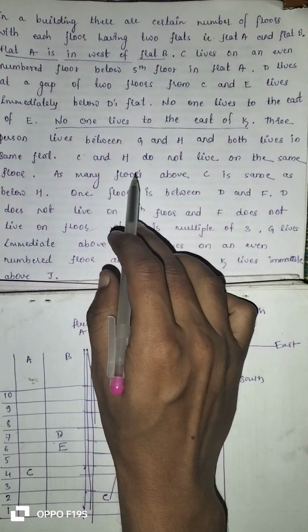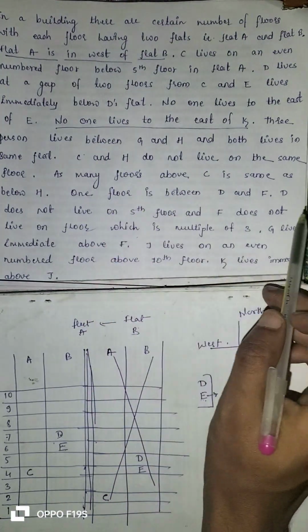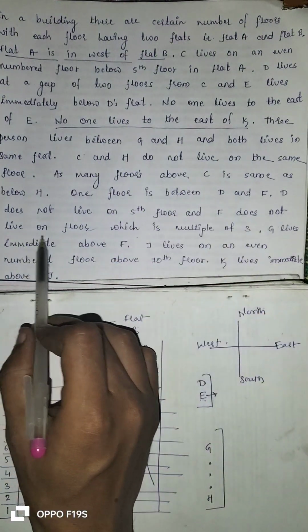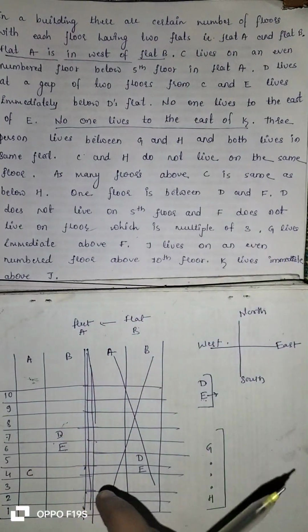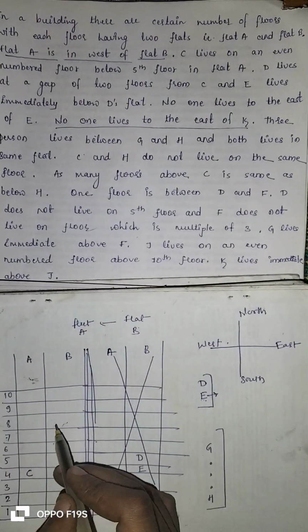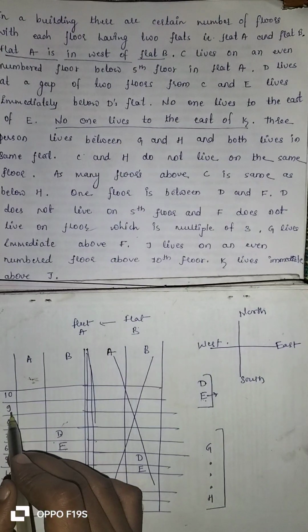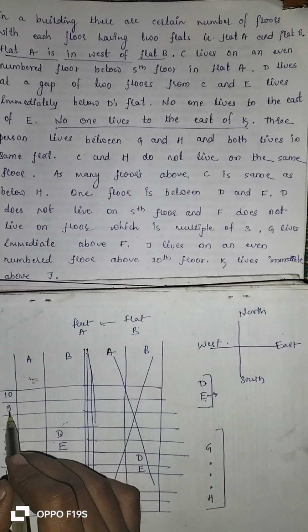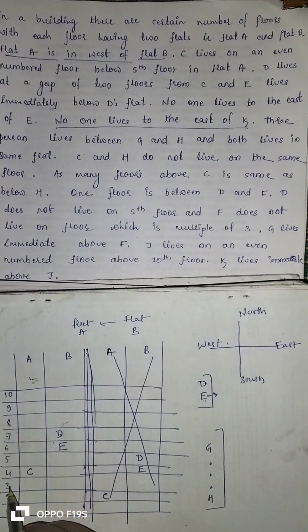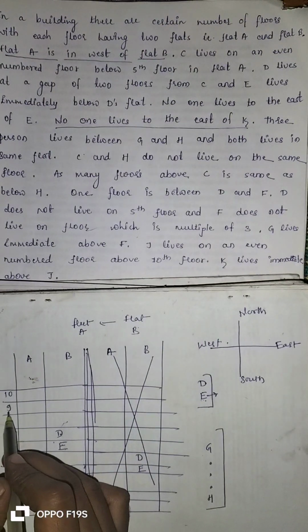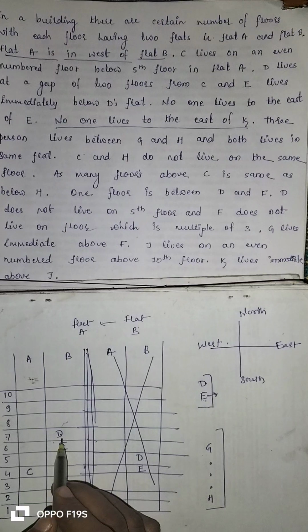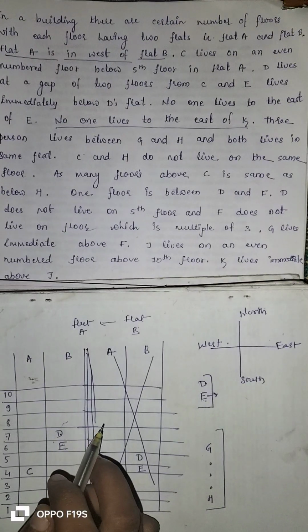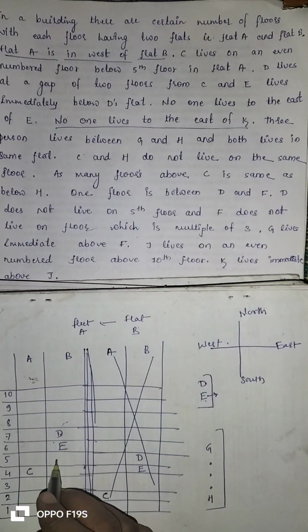And D is not living on the fifth floor, and F does not live on a floor which is a multiple of 3. There is a gap of one floor between D and F, and it is not a multiple of 3. That means F is not living on the third floor, sixth floor, or ninth floor. So there is a one-floor gap between D and F.